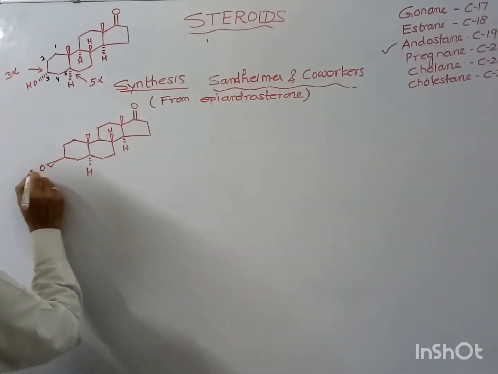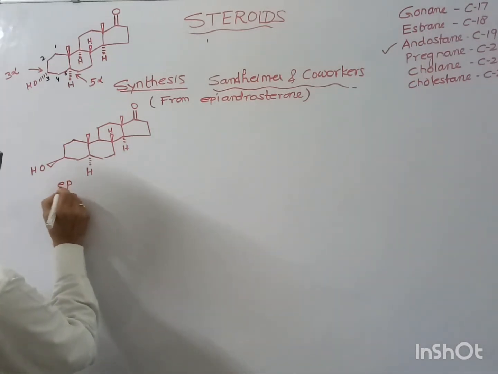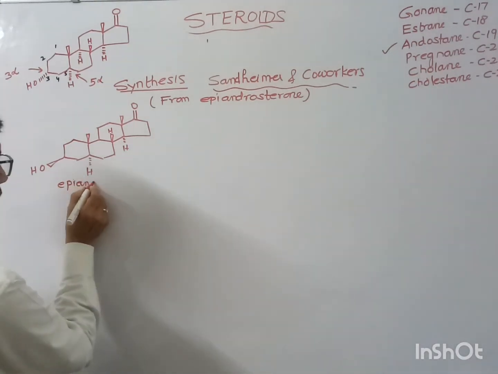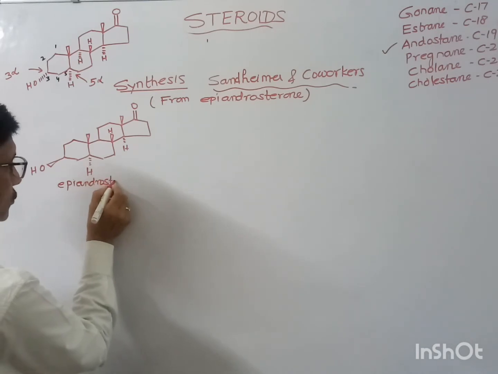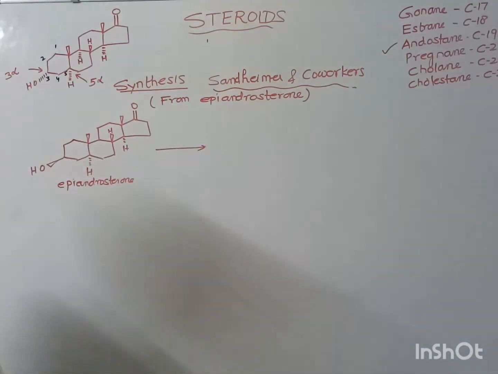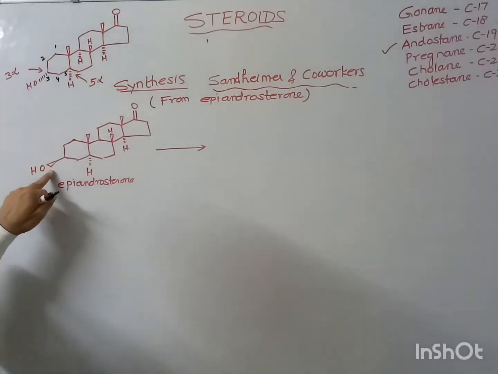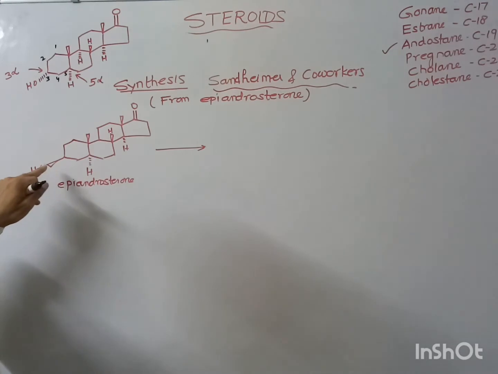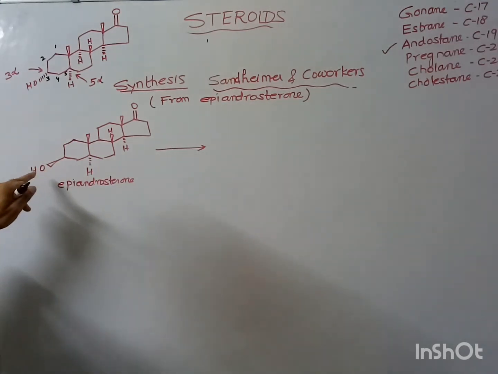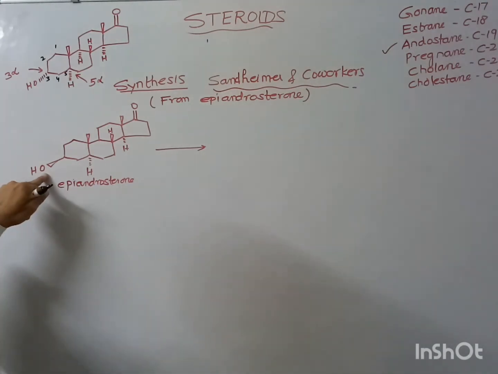So this is Androsterone. First of all, what we have to do, we have to add this OH here below the plane. So for this, first of all, this OH above, which is present above the plane, should be removed.